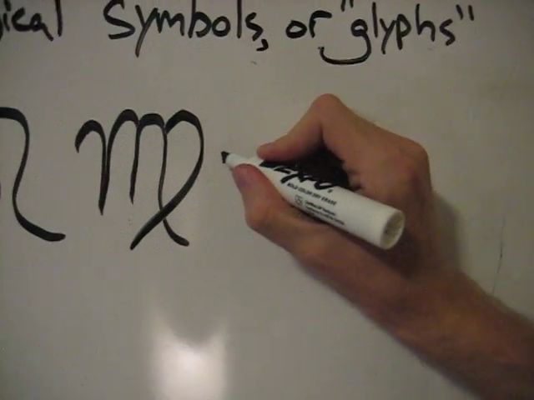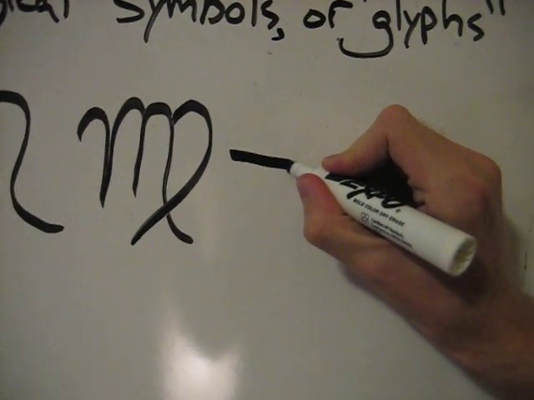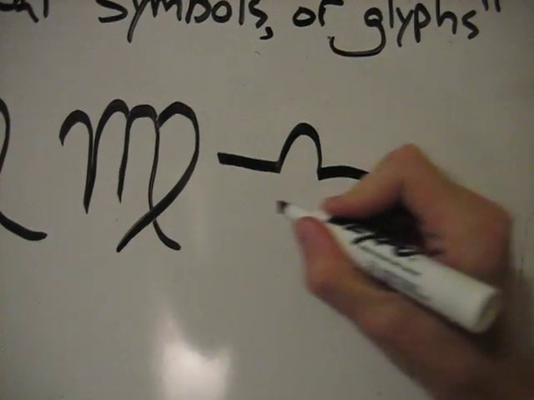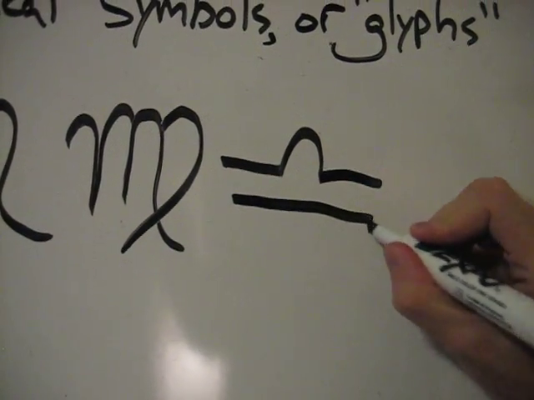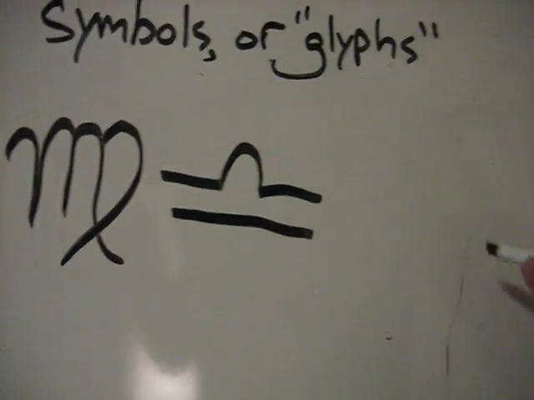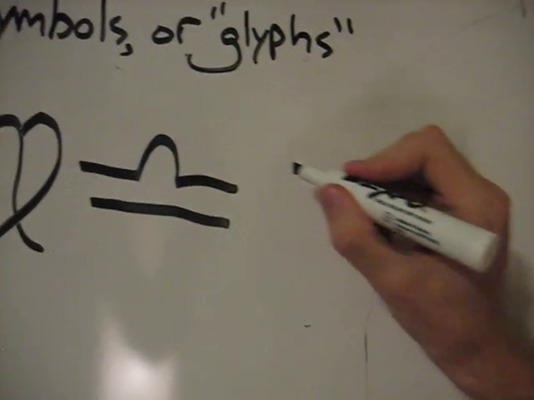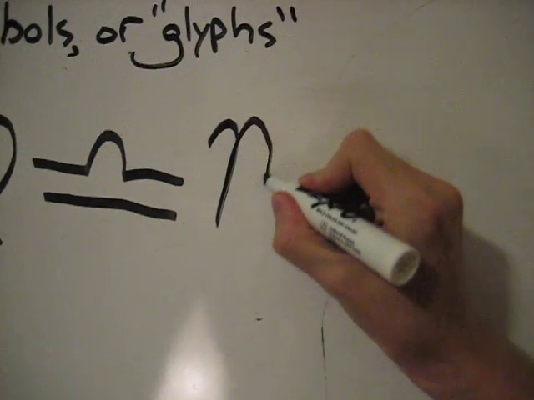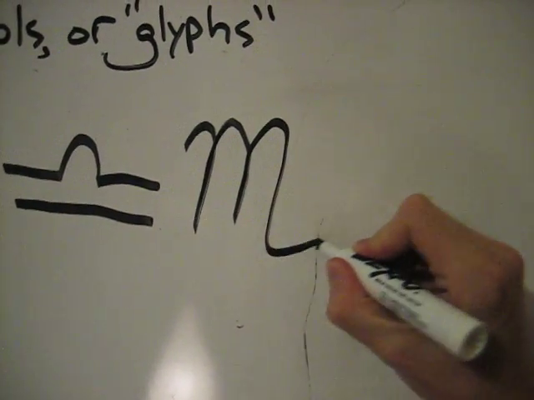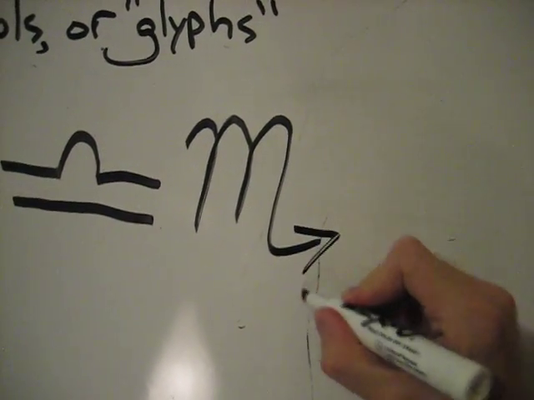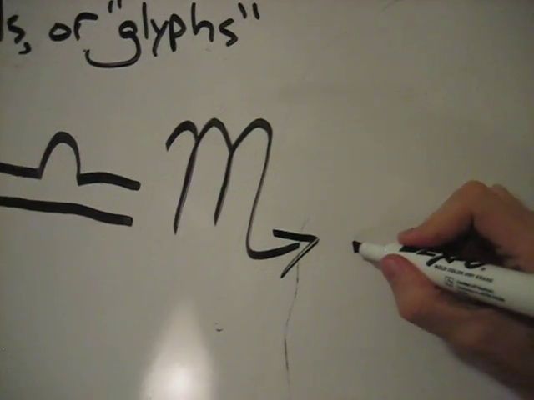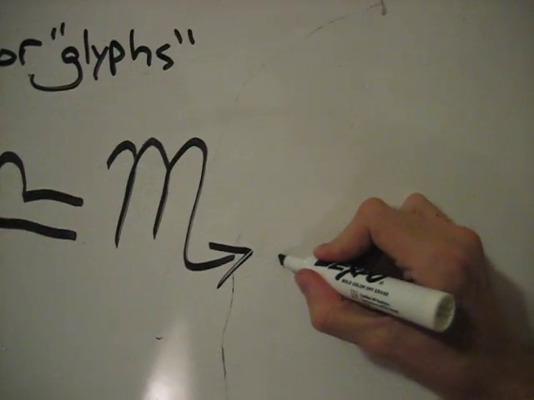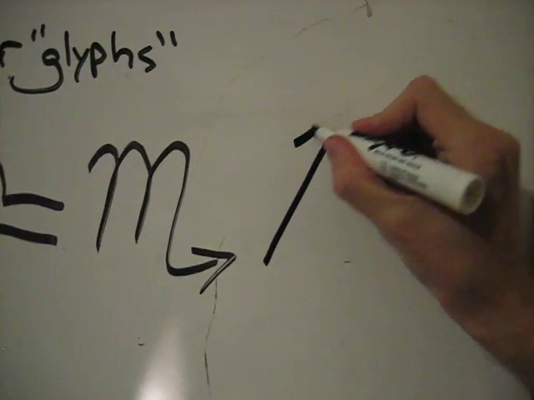Next is Libra, which is actually the setting sun. And then we have Scorpio, which is very similar to Virgo. It's another M, but this time with a little arrow on its tail. Then Sagittarius, which is pretty simple. It's just the archer's arrow.